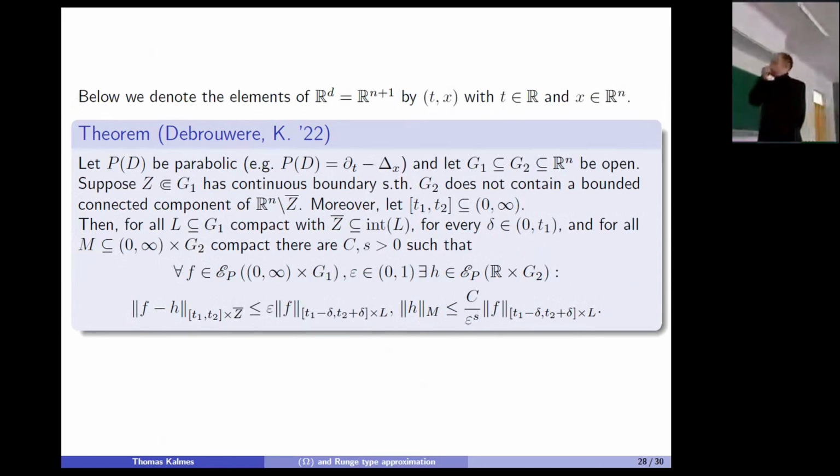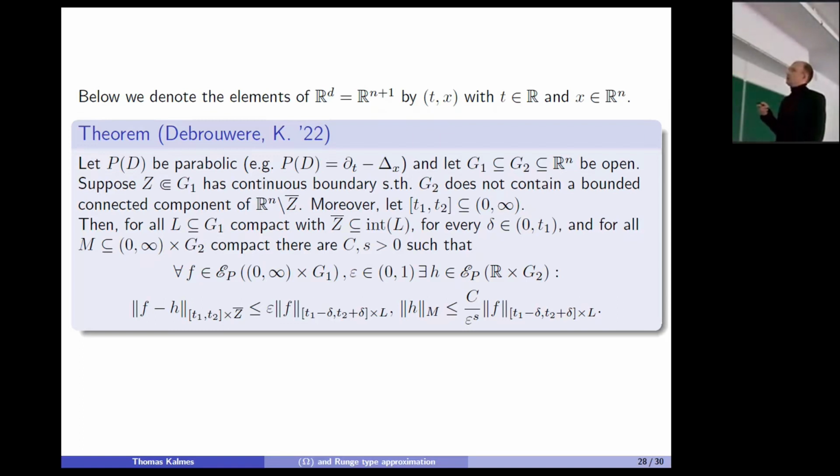Okay, the last slide is concerned with parabolic operators and typical regions encountered in the study of parabolic operators. So regions in space-time where the time interval is the positive real axis for the small space, respectively the complete real axis for the large space. And we have open subsets in Rn for the space part of the space-time region. Z should be a continuously bounded open relatively compact subset of G1, such that G2 does not contain a bounded connected component of the complement of this closure.